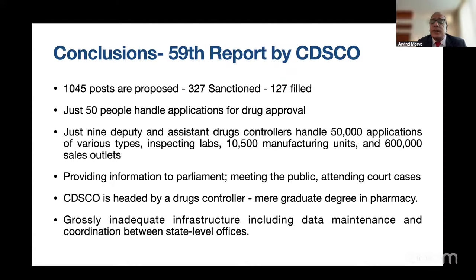They handle 50,000 applications of various types, inspect labs and 10,500 manufacturing units across India, provide information to Parliament, meet the public, and attend court. And the CDSCO is headed by a drug controller with a mere graduate degree in pharmacology. So there is grossly inadequate infrastructure, including data maintenance and coordination between state level offices.